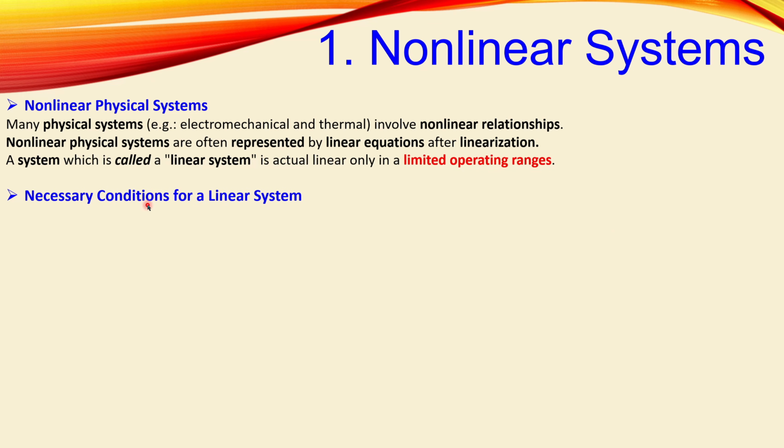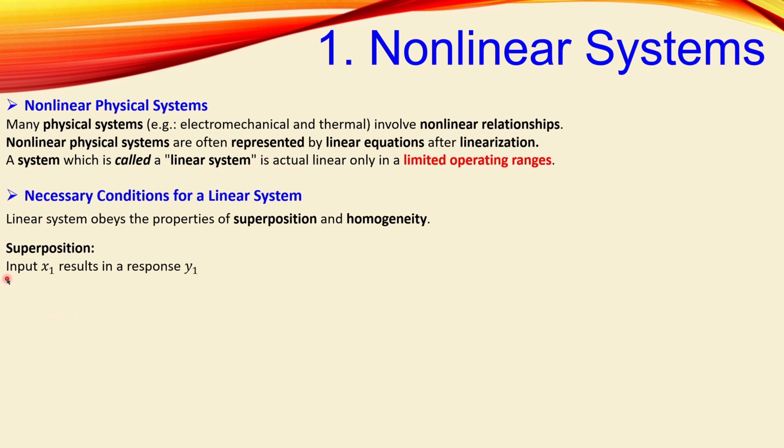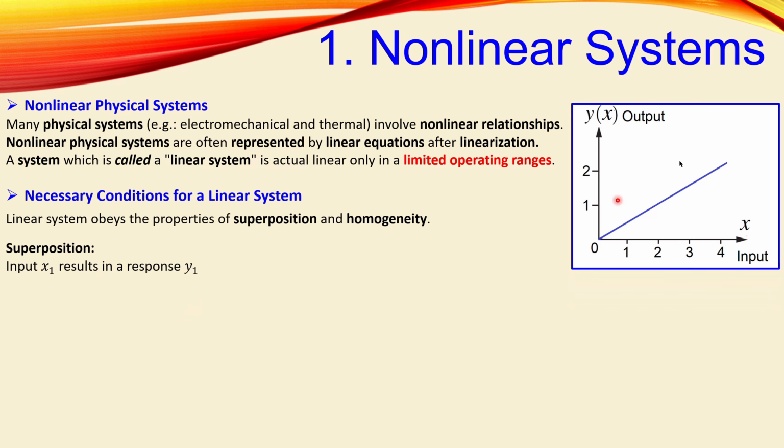Now, necessary conditions for a linear system. A linear system obeys superposition and homogeneity. Two things. So what is superposition? The first one. For example, if you have an input called x1 and it results in a response, let's say y1, in this format, so this is a linear system. So if I put 1, I get, let's say, 0.5. If I put 2, I get 1.